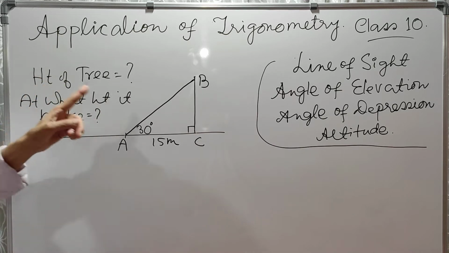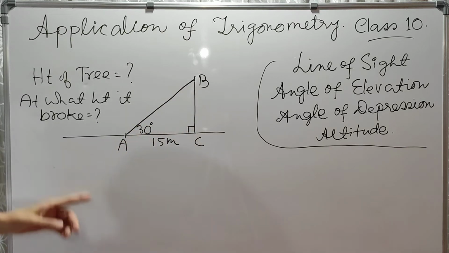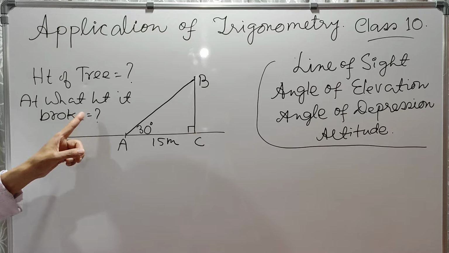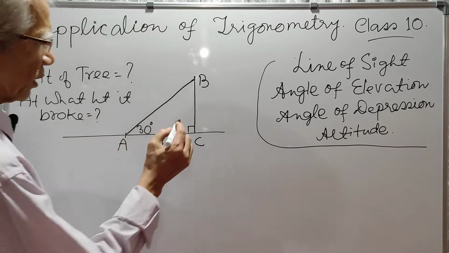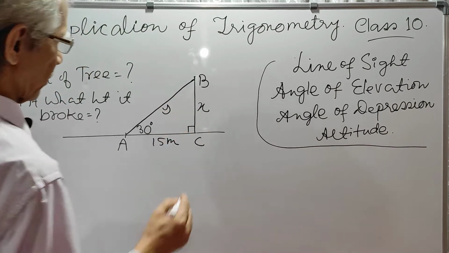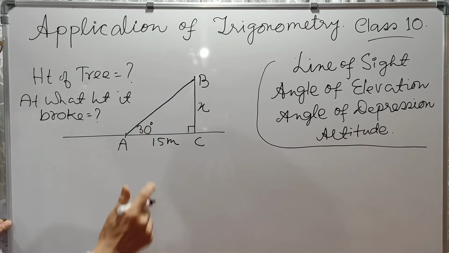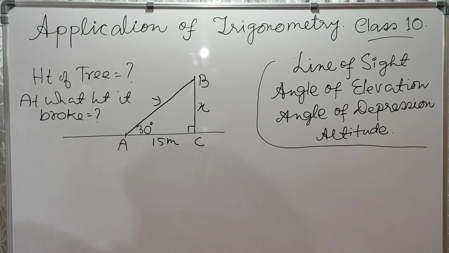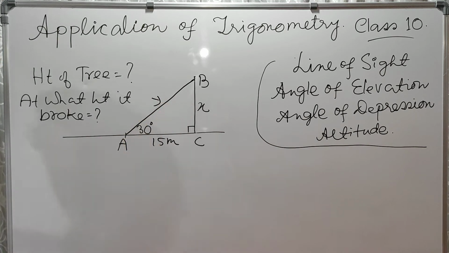So what you have to find out? The height of the tree. That means ABC, that will be the height of the tree. And then at what height the tree broke? That means BC. Am I followed? So for convenience, again, let us say this is X and this is Y. So we are taking BC as X and AB as Y. All right. So let BC be X and AB be Y. Is it clear? Now we can use sine or cos.